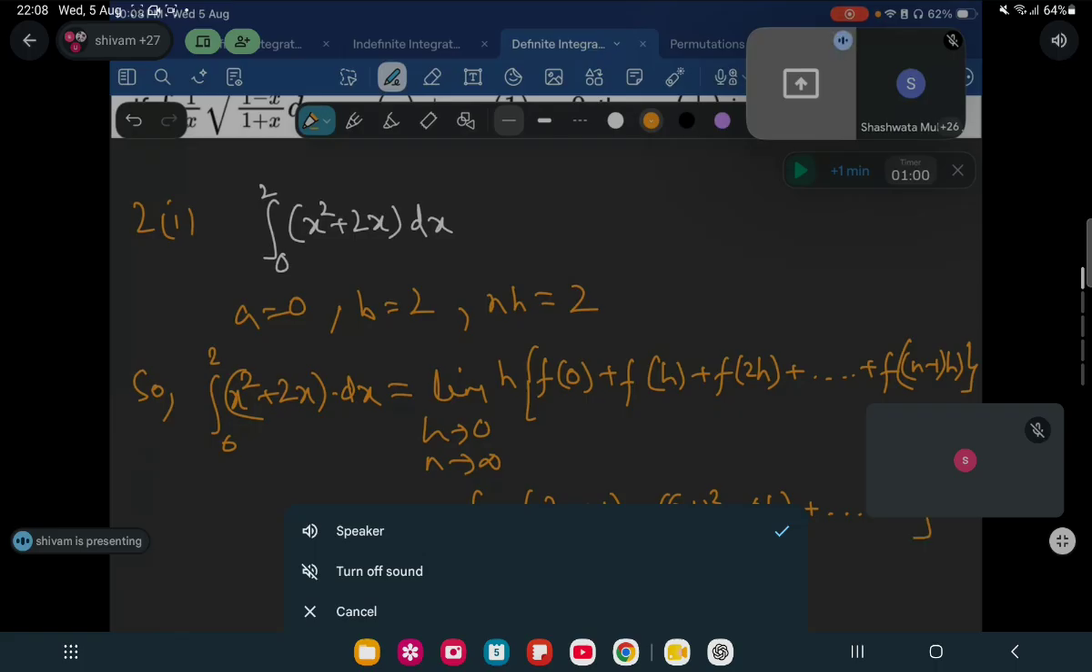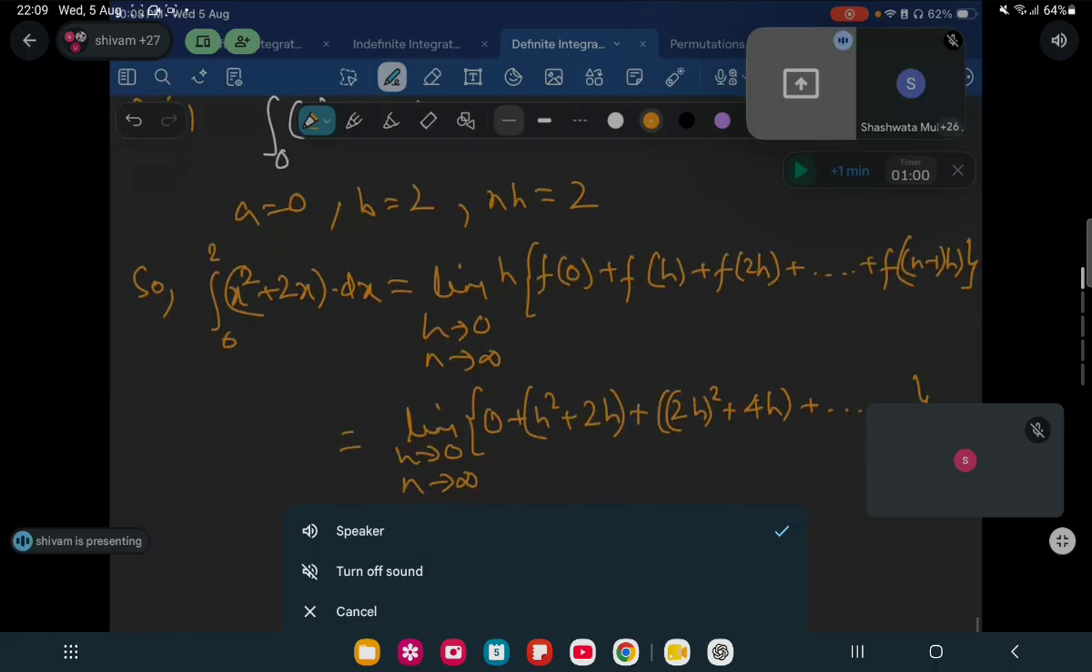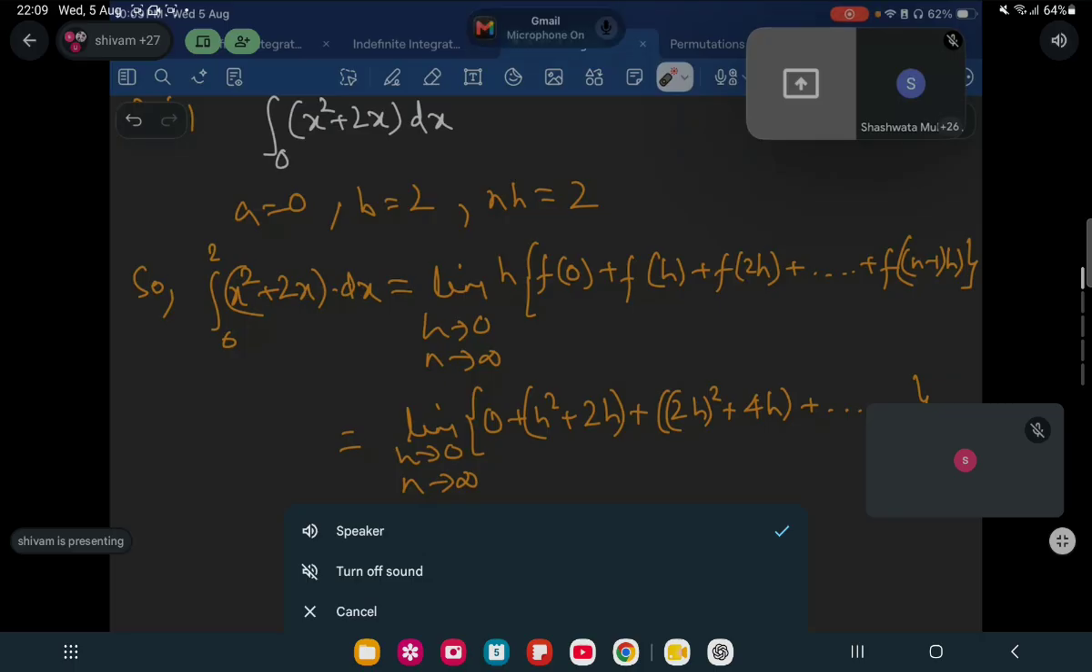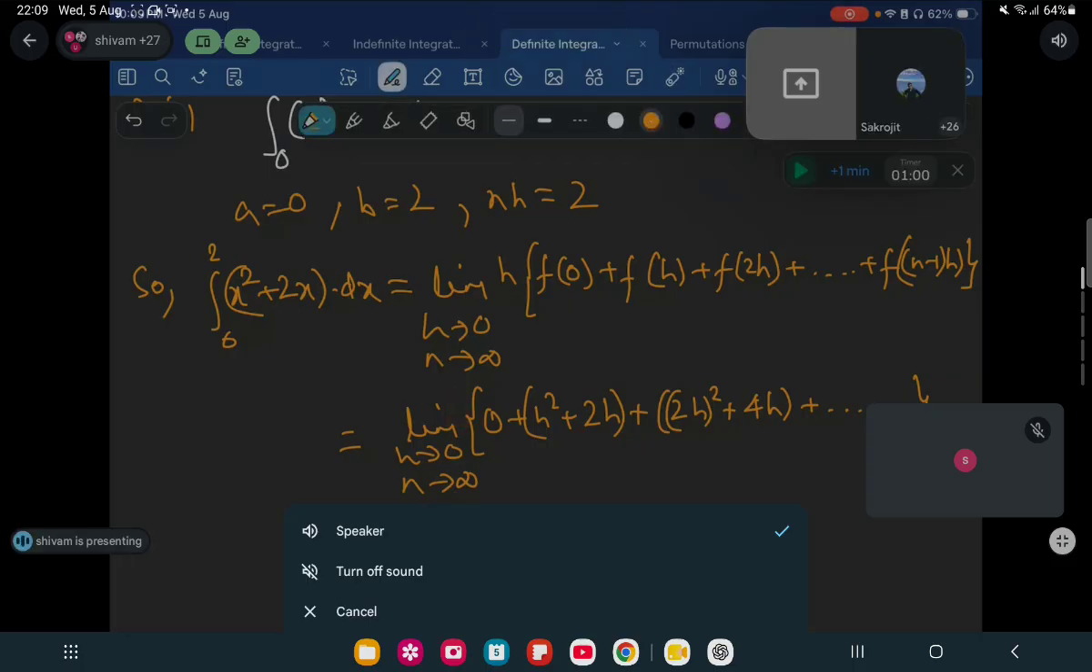It will go on like this. Okay, separating all these squares: h square plus (2h) whole square plus (4h) whole square. From here, we can take h square common. It will become the sum of the squares of the first n minus 1 natural numbers, right? Are you people getting? Yes or no? n minus 1.